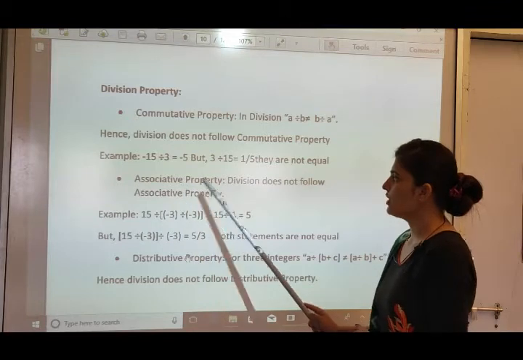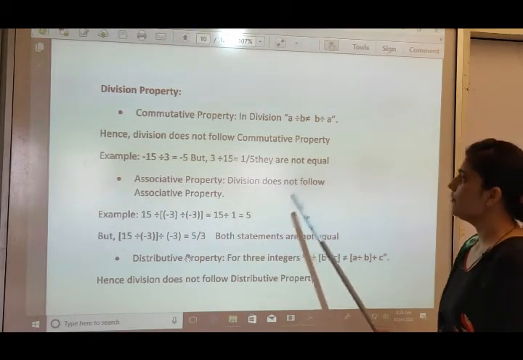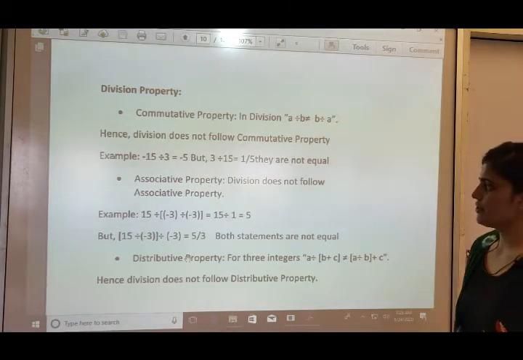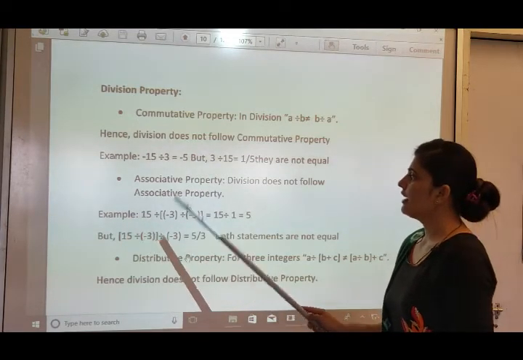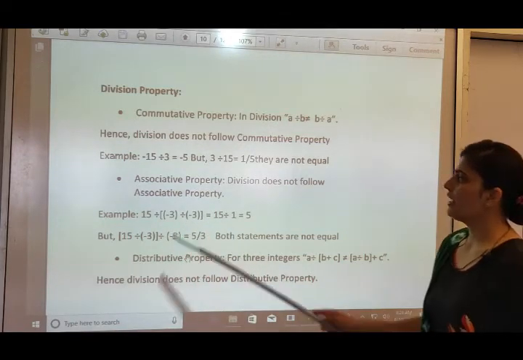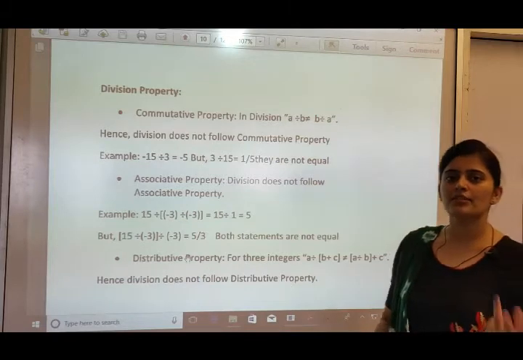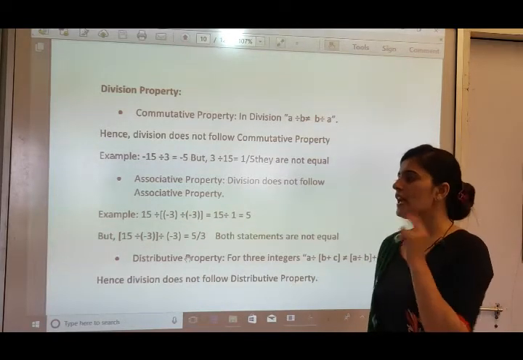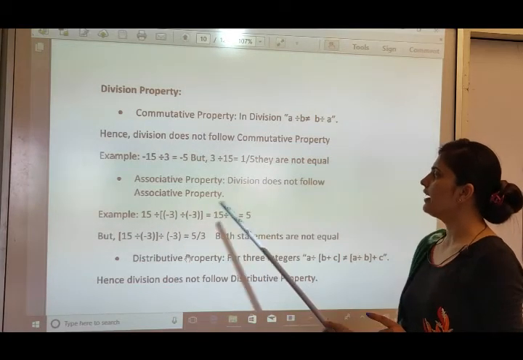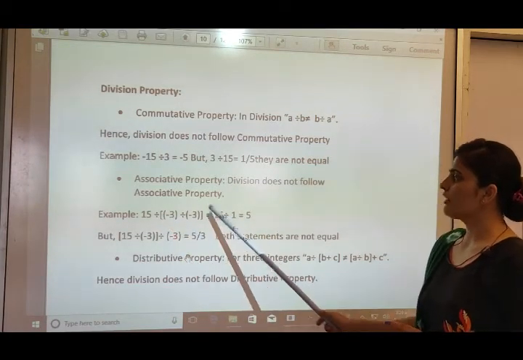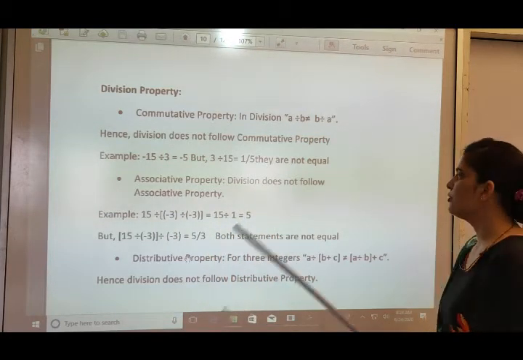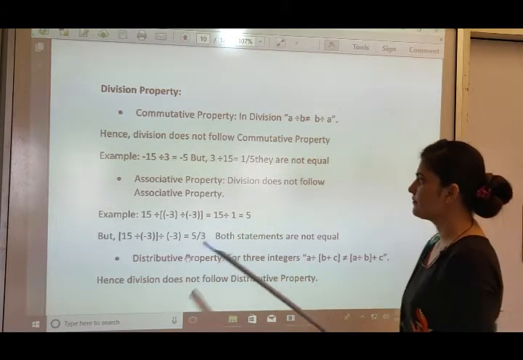Next property, the associative property. Division does not follow the associative property. Example, 15 divided by, in the bracket, minus 3 divided by minus 3. Now minus 3 divided by minus 3, what will be the answer? Both are negative, so the answer will be positive, and 3 divided by 3 is 1. So 1 over here, and 15 divided we will write as it is. This bracket we have solved and the answer we are getting is 1. Now 15 divided by 1 will be equal to 15 only.